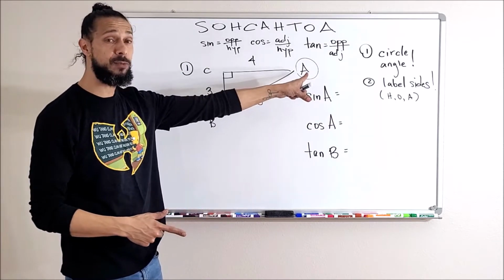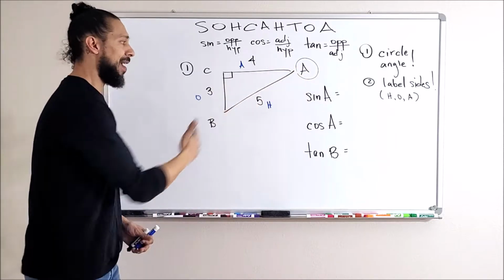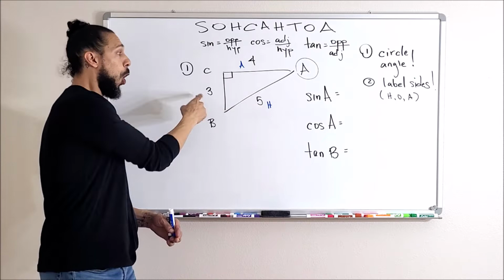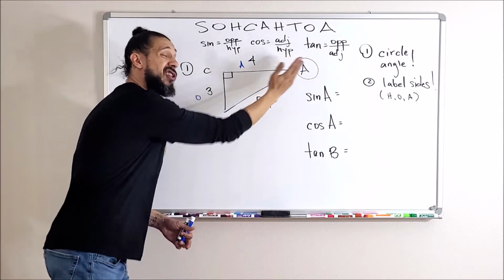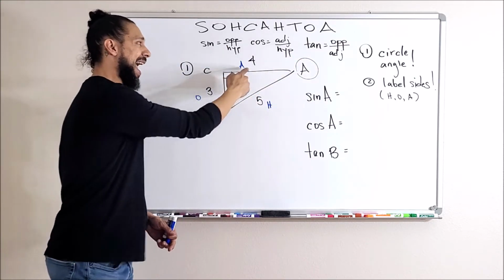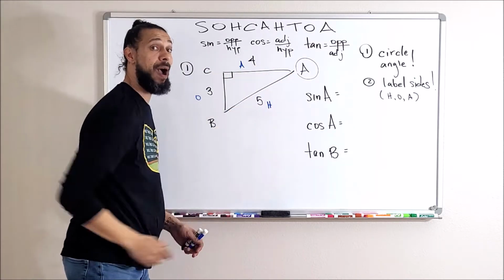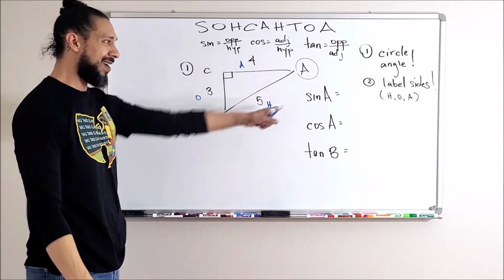If this is the angle I'm talking about, this is what I mean. H for the hypotenuse, always opposite from the right angle. O for the opposite side, on the other side of the circled angle. A for adjacent, the side that's right next to my circled angle. That's not the hypotenuse. So now this is easy, right?